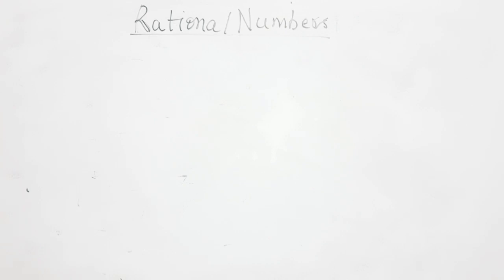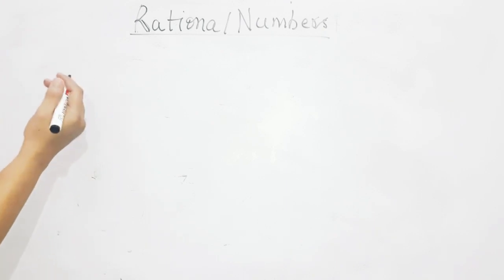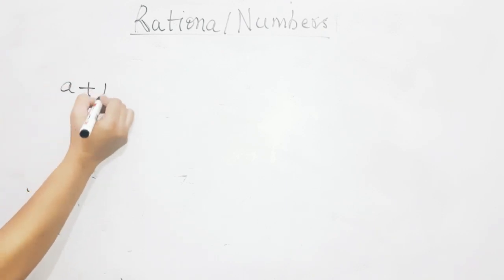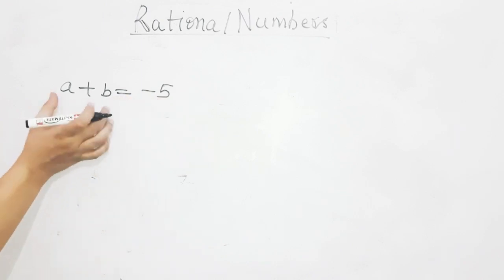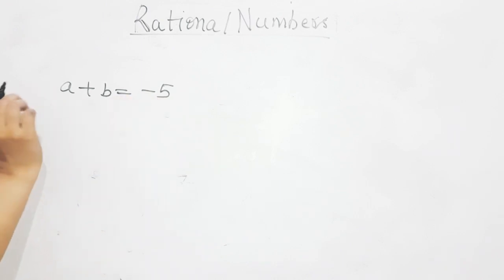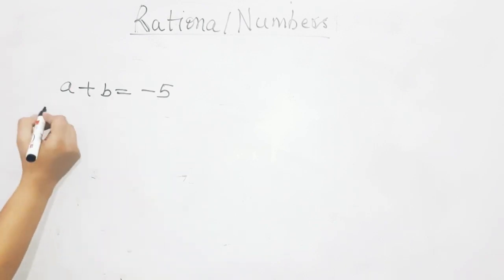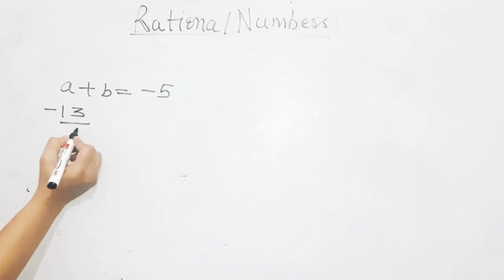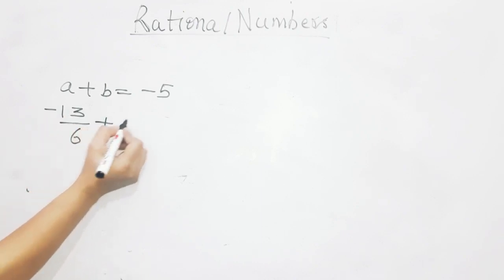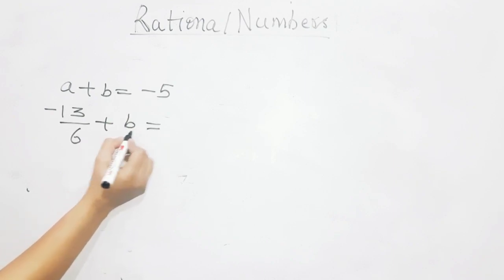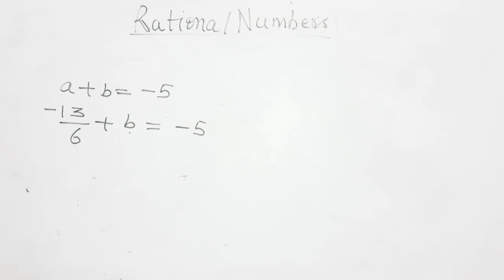Now I am taking a word problem based on subtraction of rational numbers. Sum of two rational numbers is minus 5. If one of the number is minus 13 upon 6, find the other. See, there are two rational numbers. We don't know what are those two rational numbers. The sum of the two, that is a plus b, is equal to minus 5. Now out of these two, one rational number is given to you. You can consider it as either a or b. So I am considering it as a. So minus 13 upon 6 is a and we don't know what is the value of b. You can write b or x. So we have to find out the value of b.